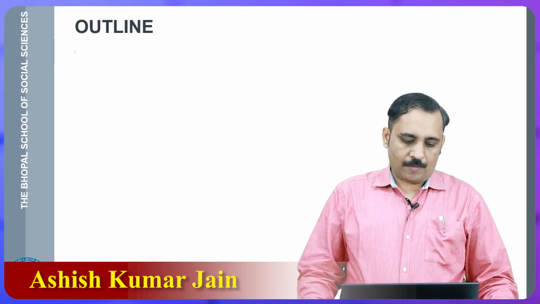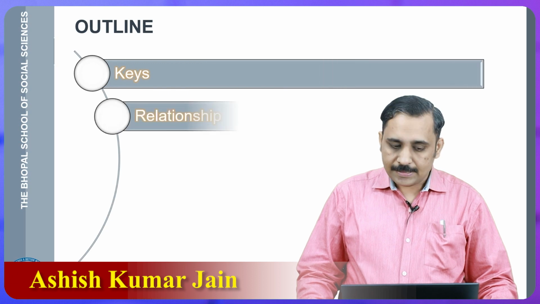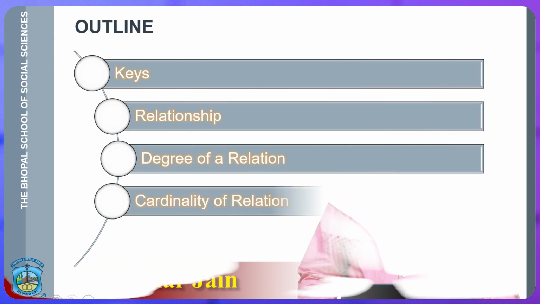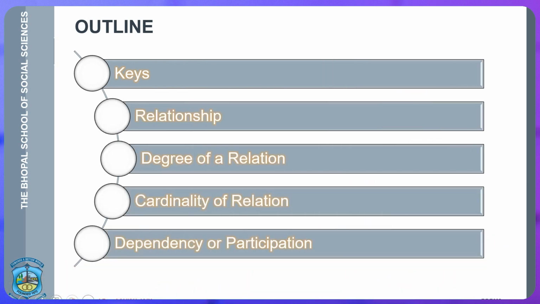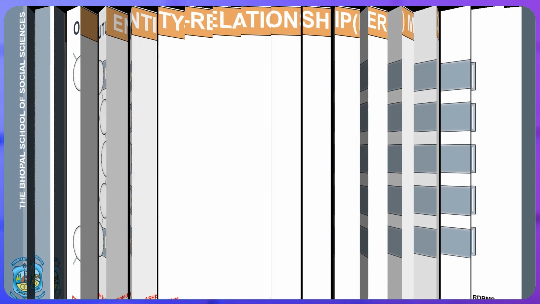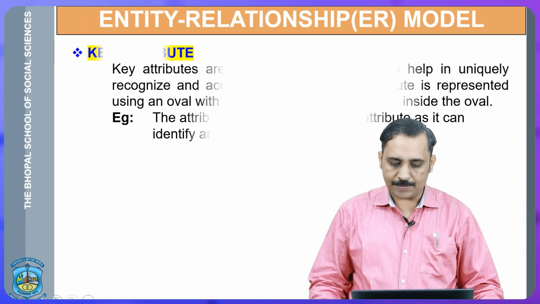Today in this module, we will learn about topics such as keys, relationships, degree of a relation, cardinality of a relation, and dependency or participation of a relation in an ER diagram. This is in continuation with our previous module on ER diagrams. Let us first discuss what are keys.